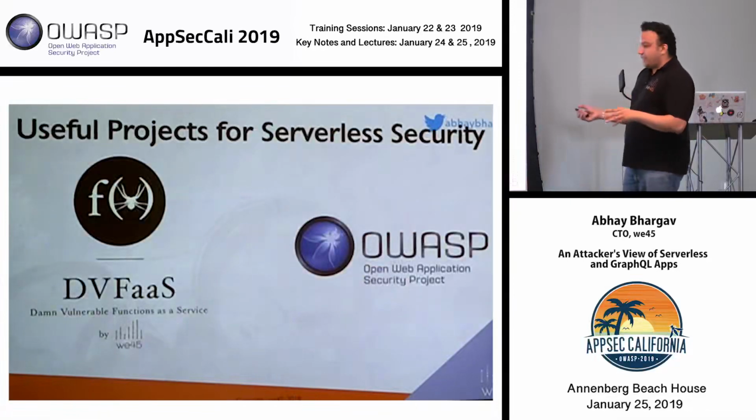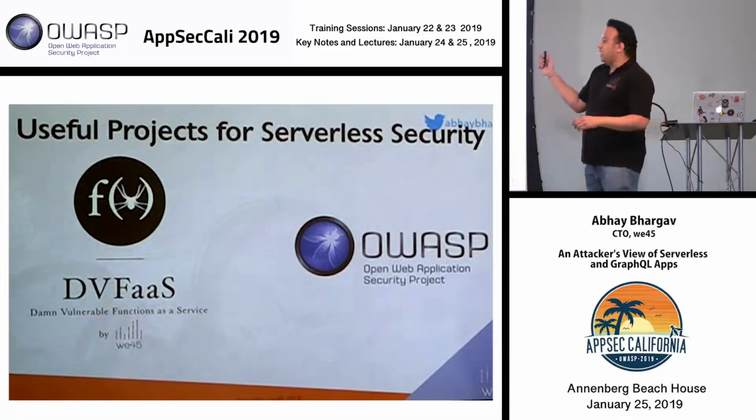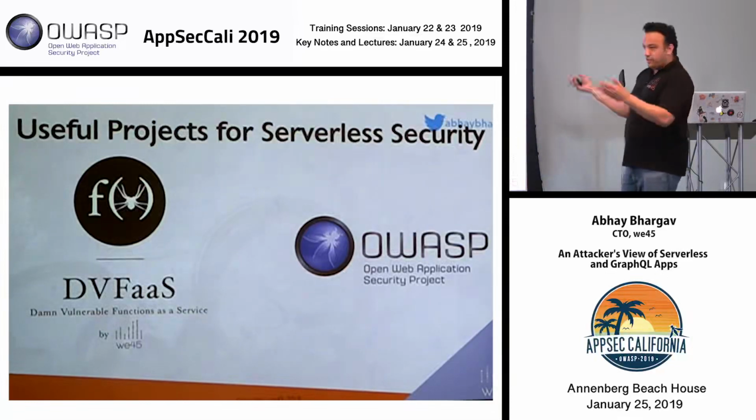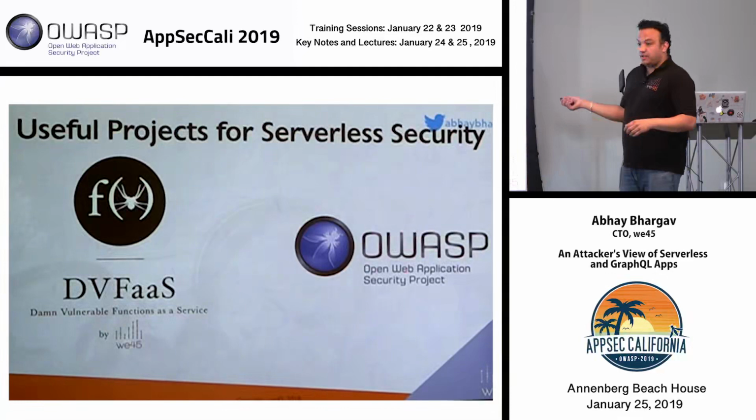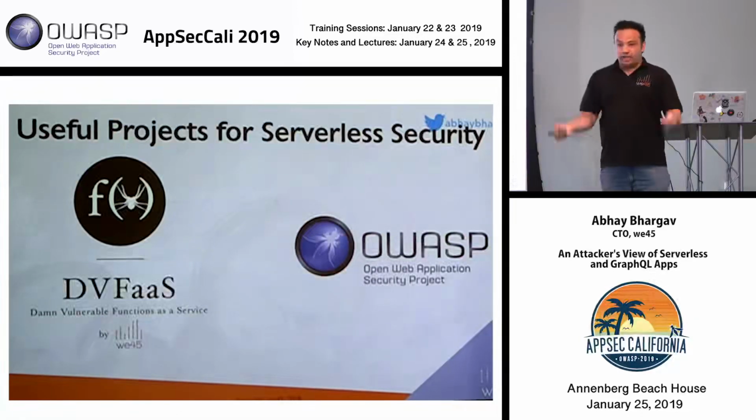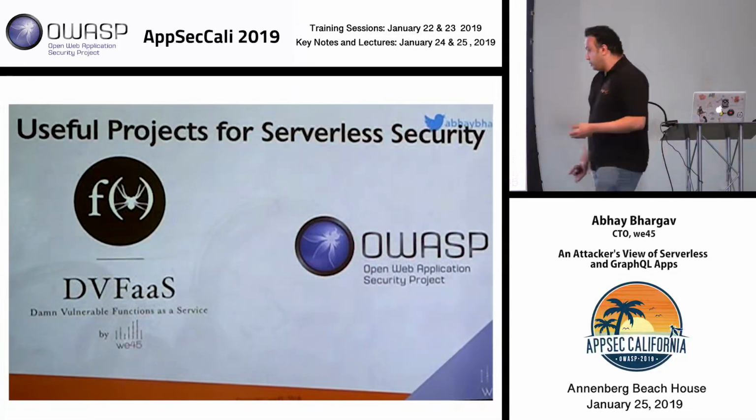Right? So, useful projects. One, of course, I have to plug my own project, which is open source. It's Damn Vulnerable Functions as a Service. It's on GitHub. OWASP has the OWASP Serverless Top 10, which you can look into. It also has a guide and an app associated with it. So you should look into either of these or both of these.